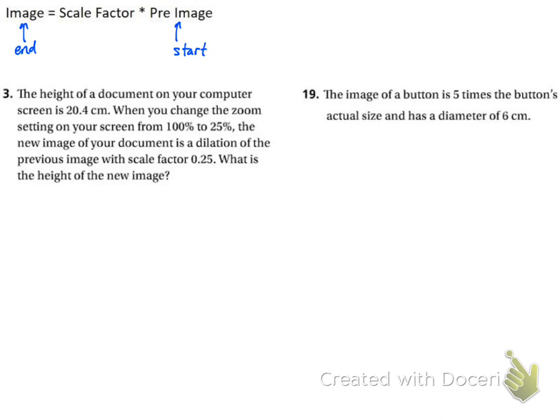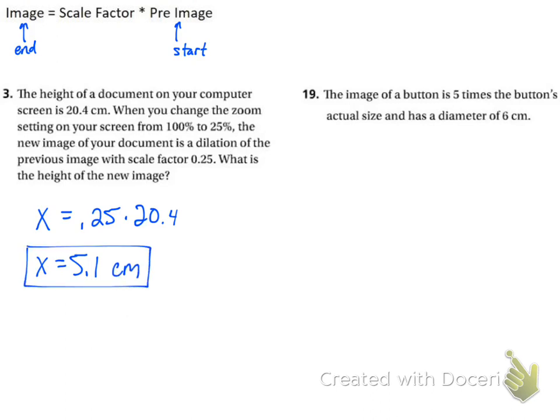And so again, what I'm ending with is what I want to find. So I'm going to make x equal to 0.25 times what I start with, which is a document that's 20.4 centimeters. So you can do 0.25 times 20.4 and get 5.1. So I get x is equal to 5.1. And again, knowing that my scale factor is 0.25, I should just kind of know that my new image should be smaller, so that should kind of make sense.